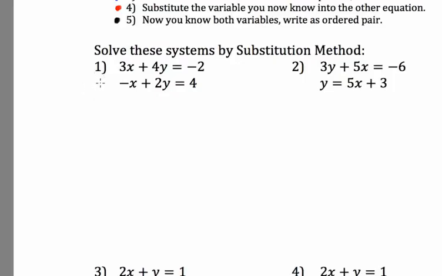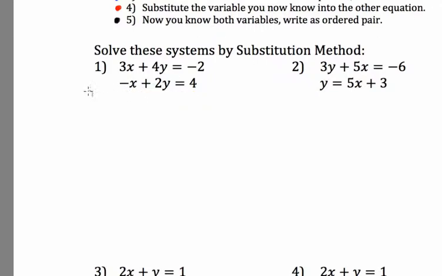Number 1, here's a system of equations. We'll use the substitution method to find the ordered pair that satisfies both of these equations. Step 1, solve for one of the variables. We want to get either an x equals or a y equals equation. Let's see. I'm going to pick this equation right here. And since that x doesn't have a coefficient with it, I'm going to get the x by itself.